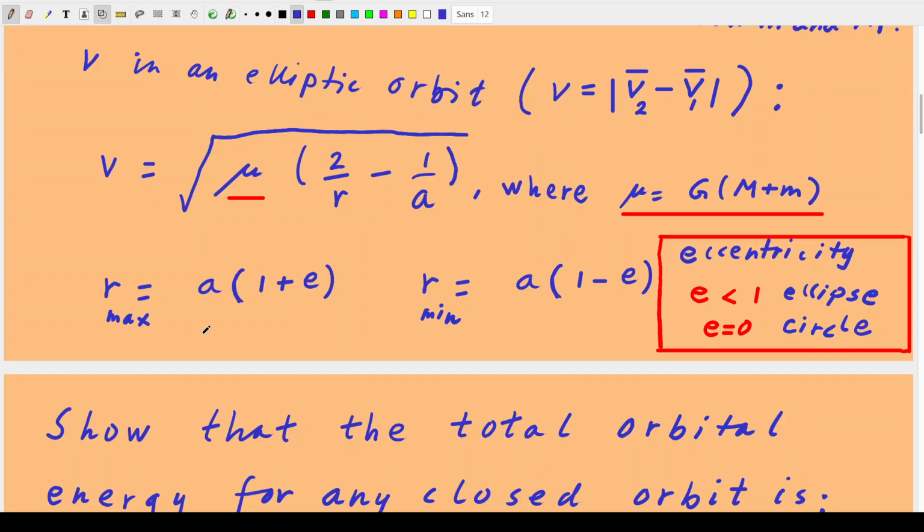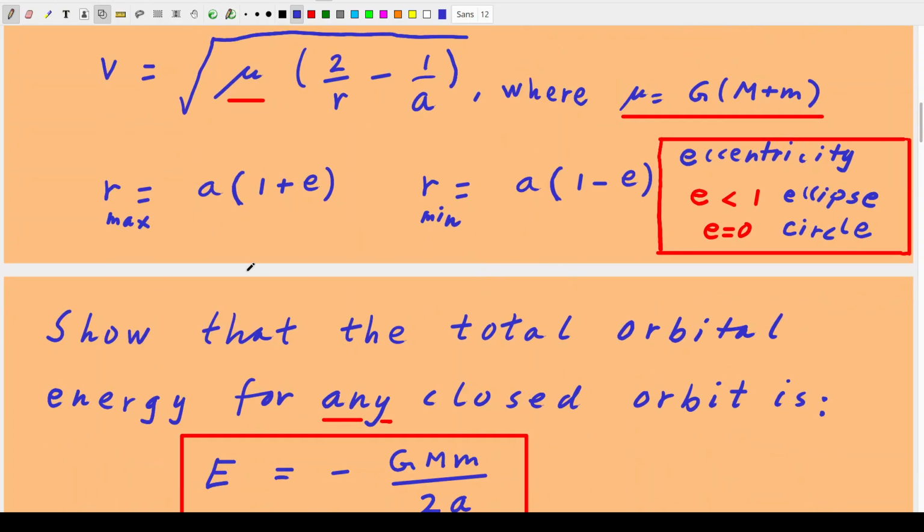And one can express it: the maximum distance is a times 1 plus e, and the minimum distance is a times 1 minus e. And e is always less than 1 for a closed orbit, like an ellipse. And you have the special case when e equals 0, it's a circle. Then you see r_max equals a and r_min equals a, as it should be. The radius is constant for a circle.